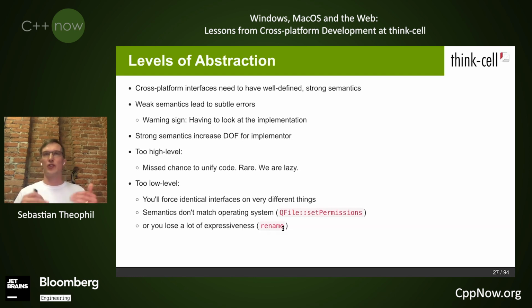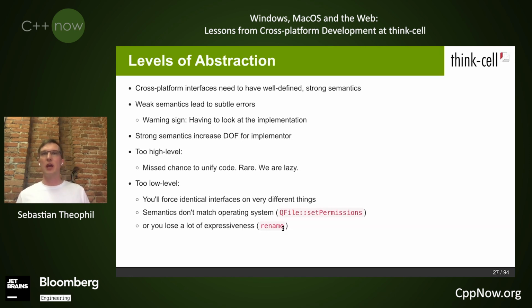And that always means that you force identical interfaces on very different things. It can mean that the semantics that you're imposing just don't match one of the operating systems very well. For example, QFile, and now I believe the standard as well, has a function QFile::setPermissions that lets you set file permissions. But it enforces the POSIX file permissions model on Windows, where you have read, write, executable bits. And you can implement that on Windows, certainly, but it's not what Windows really does. The Windows security model is more powerful, and you don't have access to that.